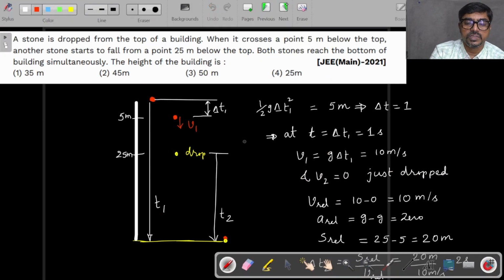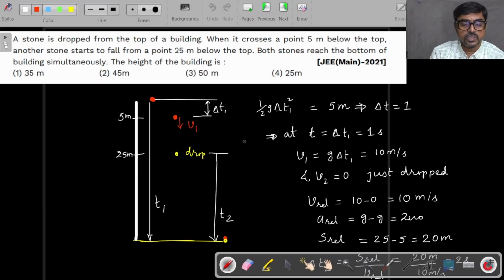Next question. A stone is dropped from the top of a building. When it crosses a point 5 meters below the top, another stone starts to fall from a point 25 meters below the top. Both the stones reach the bottom of the building simultaneously. So finally they reach the bottom simultaneously, then the height of the building is equal to?